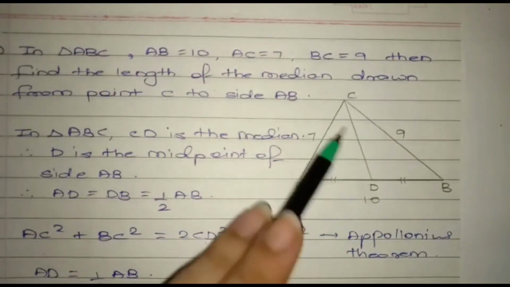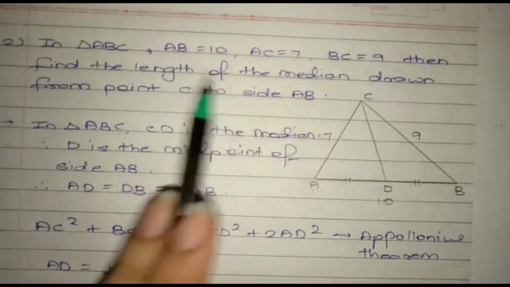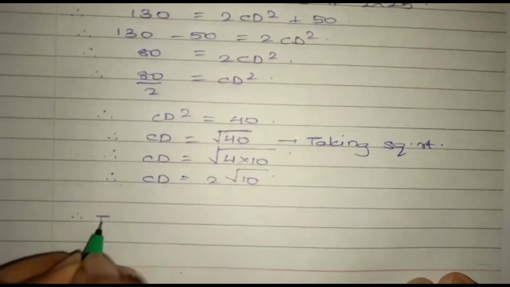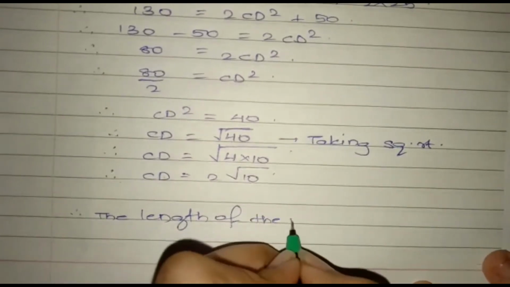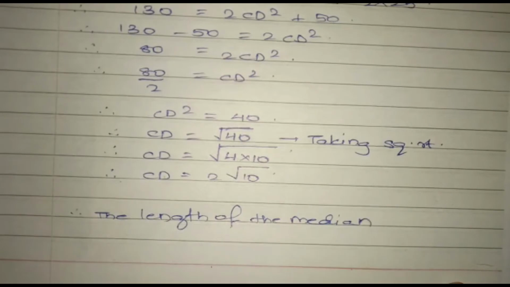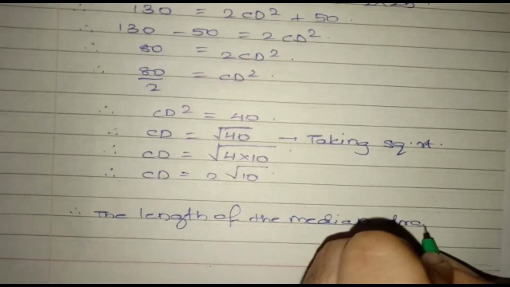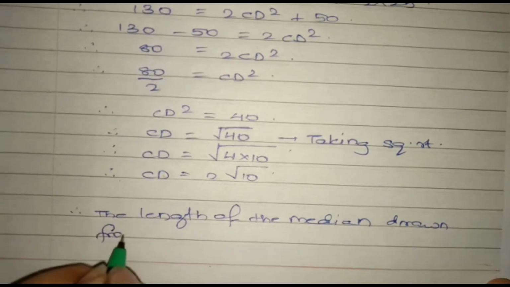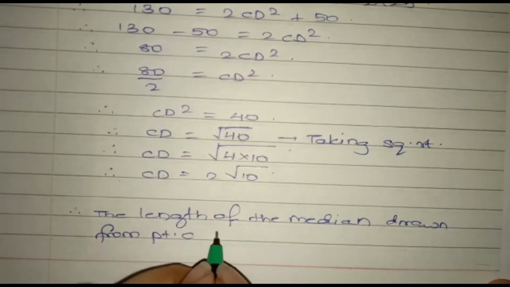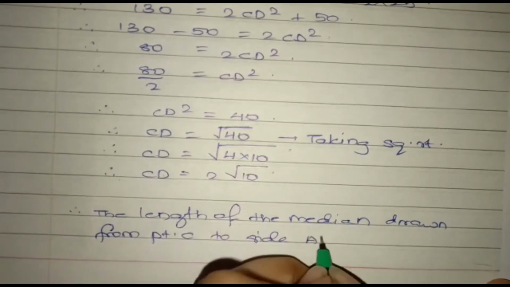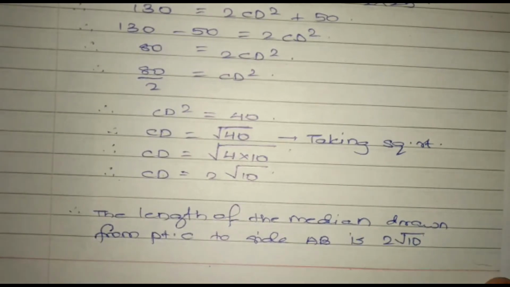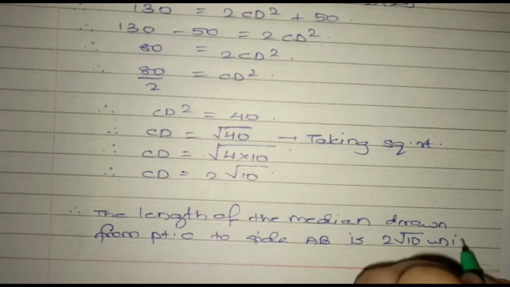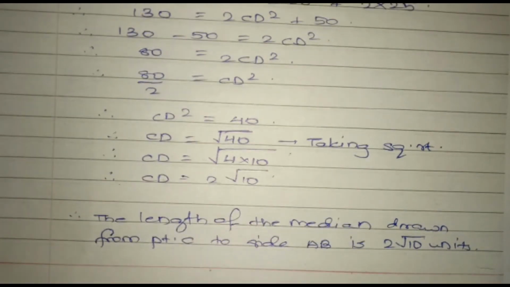So we wanted to find the length of the median, so we write: the length of the median drawn from point C to side AB is 2 root 10. Since they have not given the units, we will write 2 root 10 units.